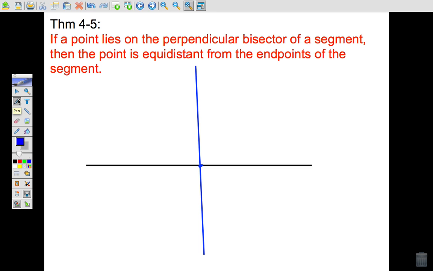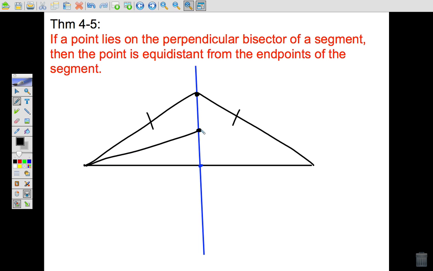Now if a point lies on the perpendicular bisector, so let's say that we have a point on the perpendicular bisector, then the point is equidistant from the endpoints of the segment. Notice what this is saying, that this point is equidistant from the endpoints. So in other words, this distance is the same thing as this distance. Or say that I have the point right there. Well, from the endpoints, this distance is the same as this distance. And that's all it's saying. I can pick any place on the perpendicular bisector, and that point is going to be equidistant from the endpoints of the segment.